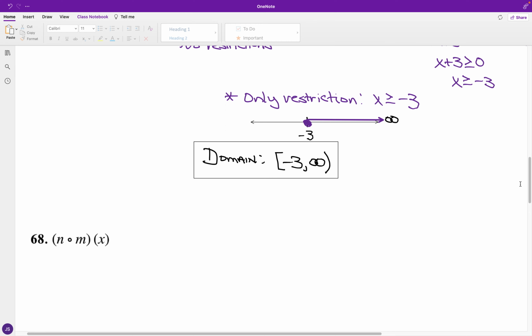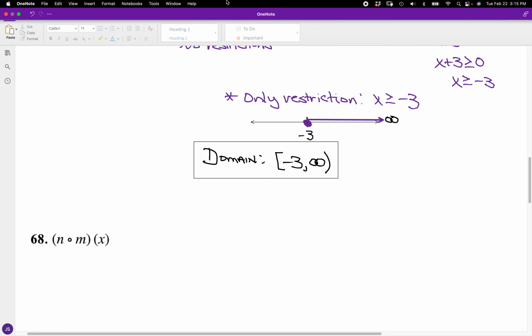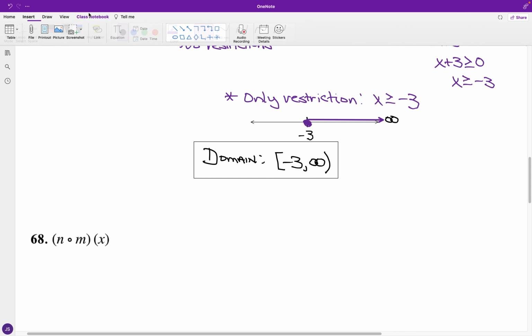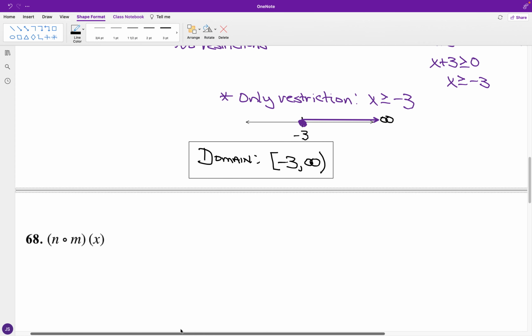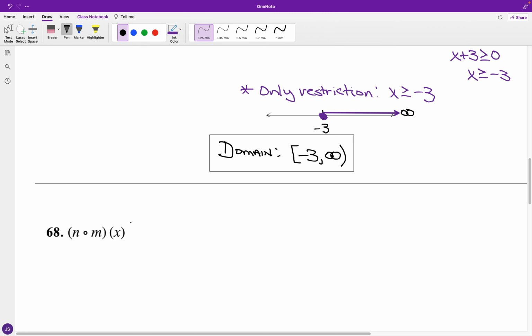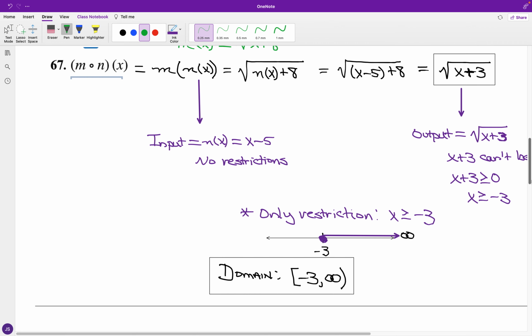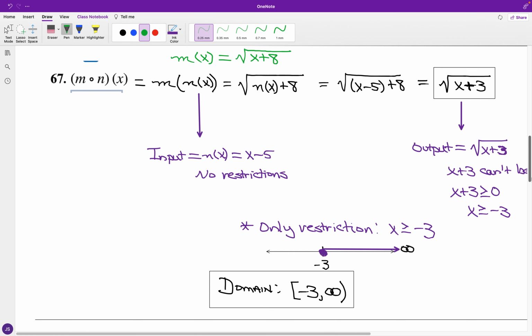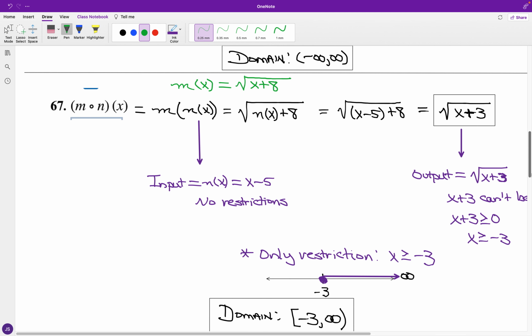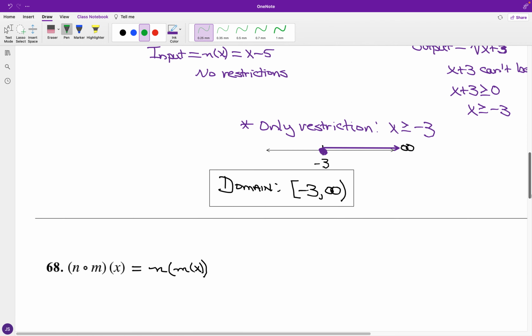Okay, now in the case of the next composition, n composed with m of x, so you have n of m of x, and again we have with m of x, you got your radical expression, but again operating along the lines of n of x. So you have the output. So you have a switch around, reversing the order from m composed with n to n composed with m.